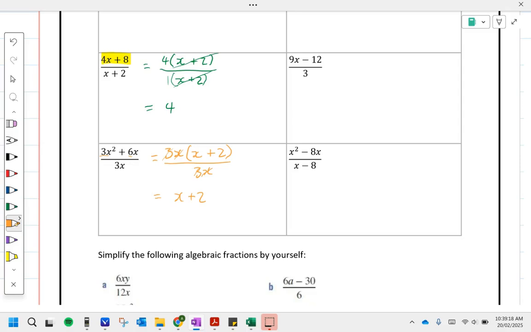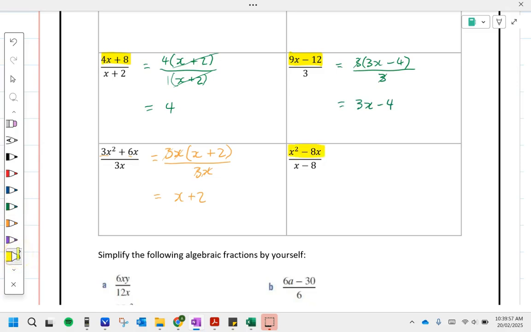Okay, why don't you pause the video and have a go with these two. Okay, so in this one here, the highest common factor of the top is 3. So let's take out a 3. 9 divided by 3 is 3, and we still have that x. Put a minus sign. 12 divided by 3 is 4. All over 3. Our 3's can now cancel, and we're left with 3x minus 4.